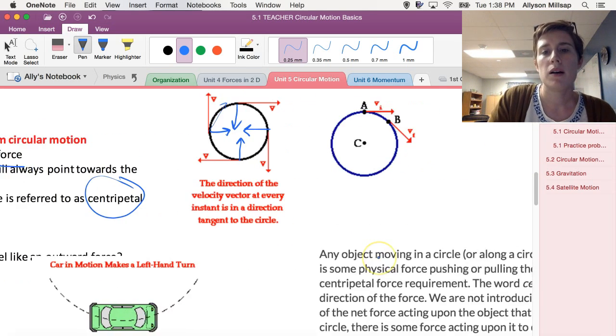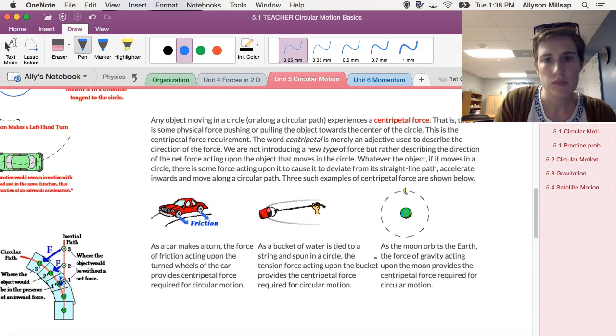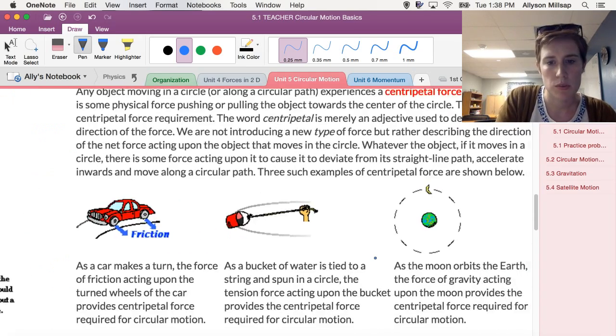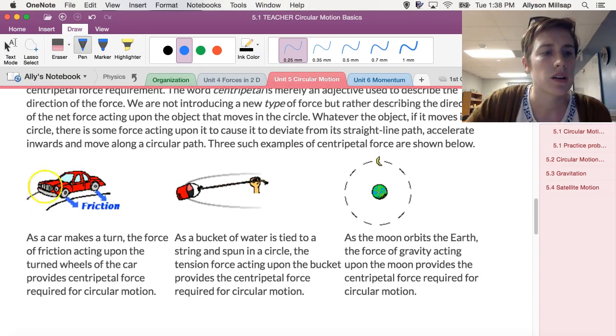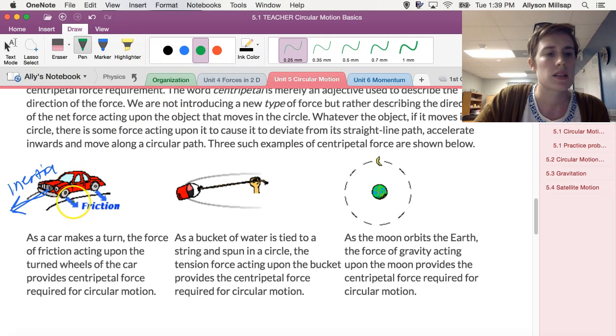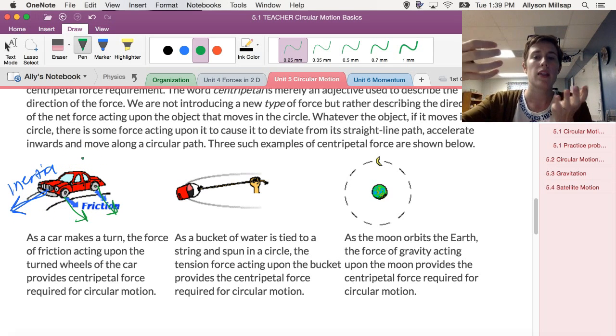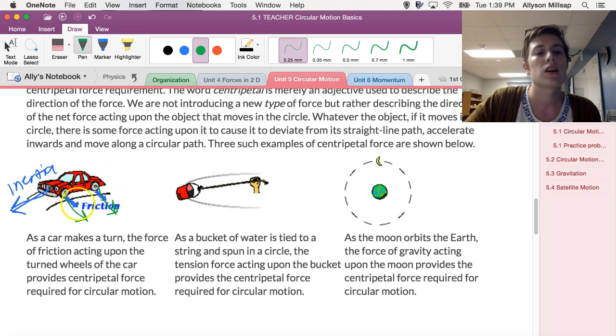Okay, I want to show you a picture here. It talks about centripetal force in a bunch of different examples. Here's your car. The car is going forward. It wants to keep going forward. Inertia makes your car want to go forward. Friction is the force. It's the centripetal force in this instance that will pull your car inward when you're taking a turn. So when you're taking a turn, friction will keep your car from going straight because you turn your wheels, and now once your wheels have turned, there's friction that causes your car to go this direction.